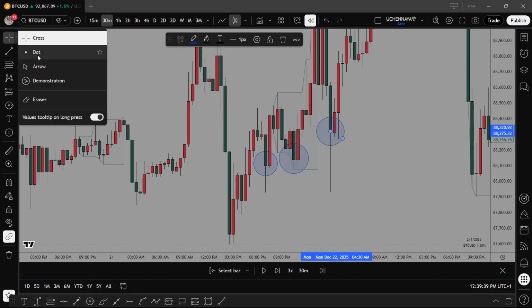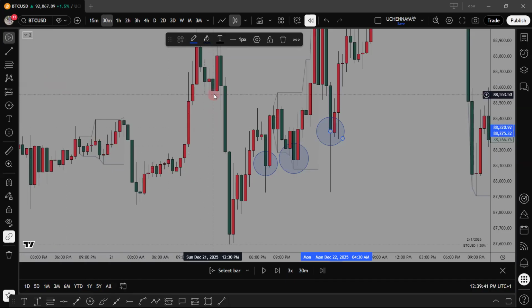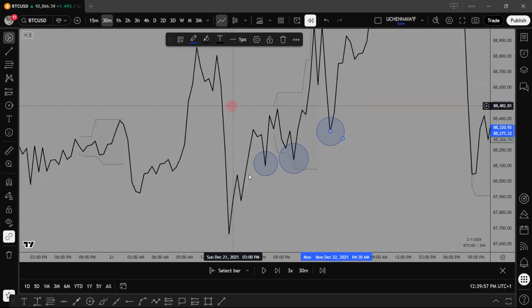Hold on. Okay. This is a V level. Follow my cursor. This is a V level. Here, this is a V level. Now, see on your line chart how they look. Those levels I pointed, they are all V levels.